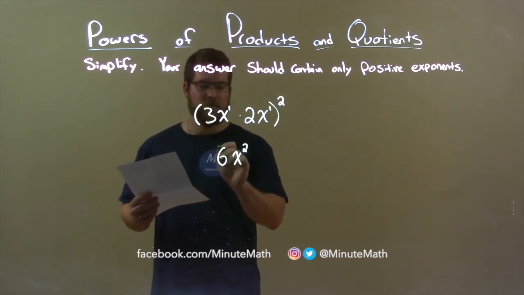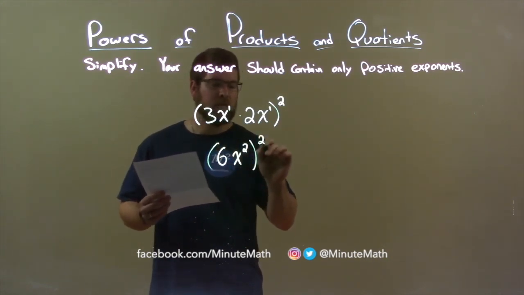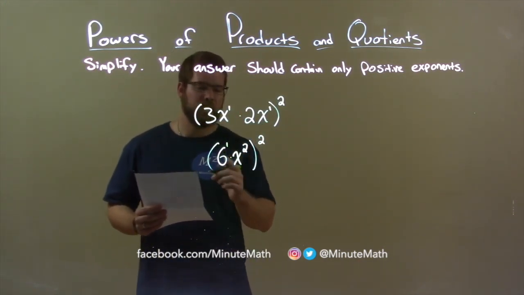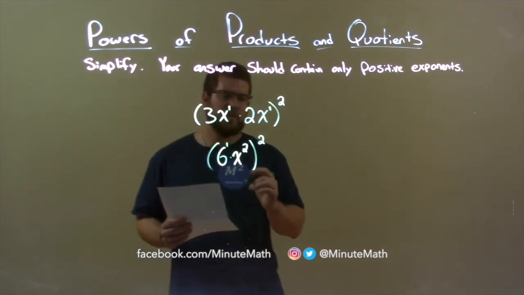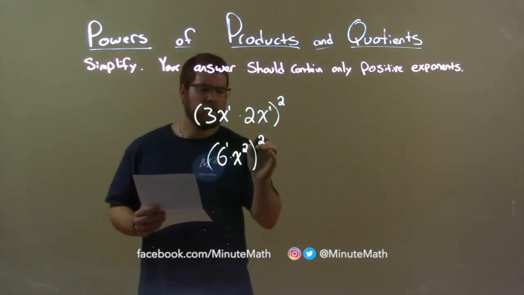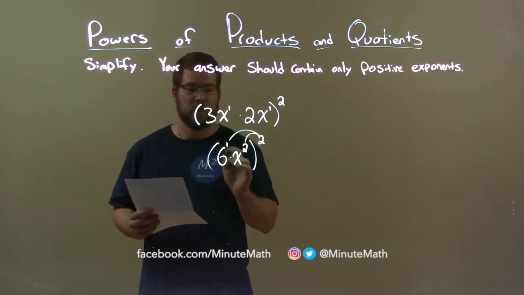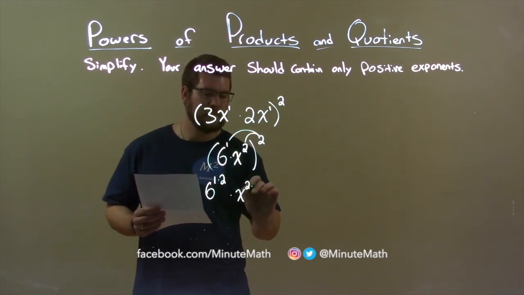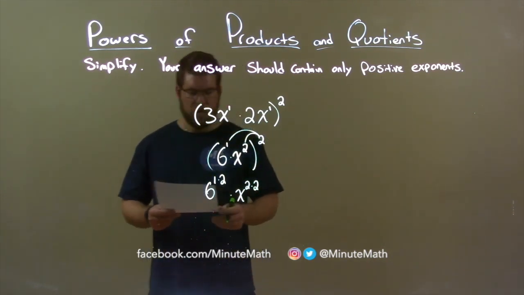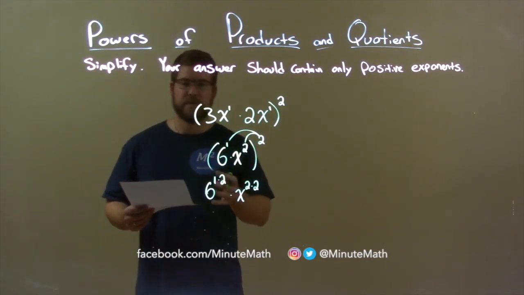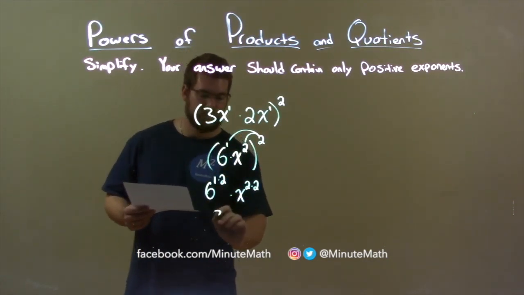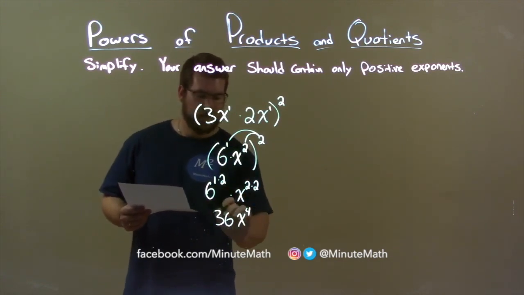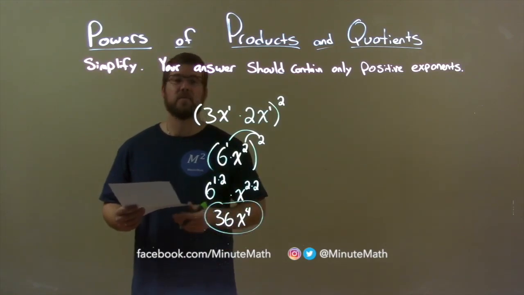But we're not done. Be careful. We still have to raise all of that to the second power. 6 here is really 6 to the first power. We got multiplication between 6 and x squared. To distribute the exponent, that second power, we multiply that to each exponent. So now we have 6 to the 1 times 2 power times x to the 2 times 2 power. Okay? Well, 1 times 2 is 2, and 6 squared is 36. 2 times 2 is 4, and so we have x to the fourth power, giving us our final answer, 36x to the fourth power.